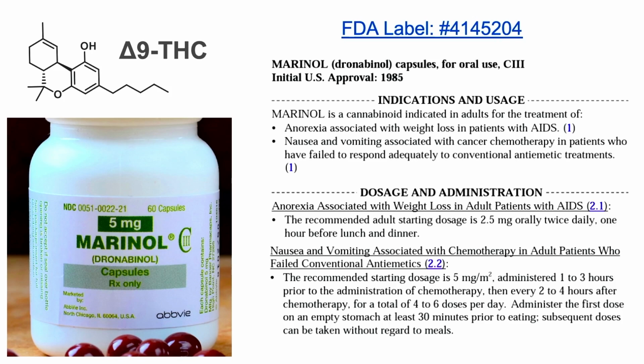The dosages for appetite enhancement are 2.5 milligrams twice daily, 1 hour before lunch, once before dinner. The major side effect was feeling high in some patients and sedation. Patients did not want to take it before breakfast for those reasons. And the dosages for the nausea are 5 milligrams per meter squared. Now, people are not usually measured in meters squared, but they are by cold-hearted pharmaceutical scientists like myself.